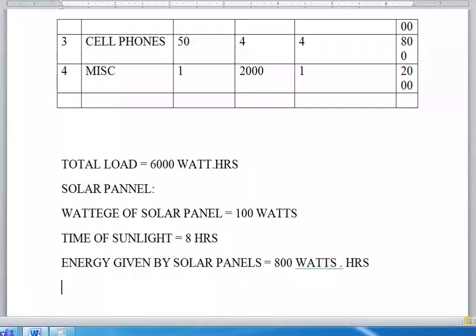Now you know what your total load is here. The total load, whichever is there, is represented by this one. One second.